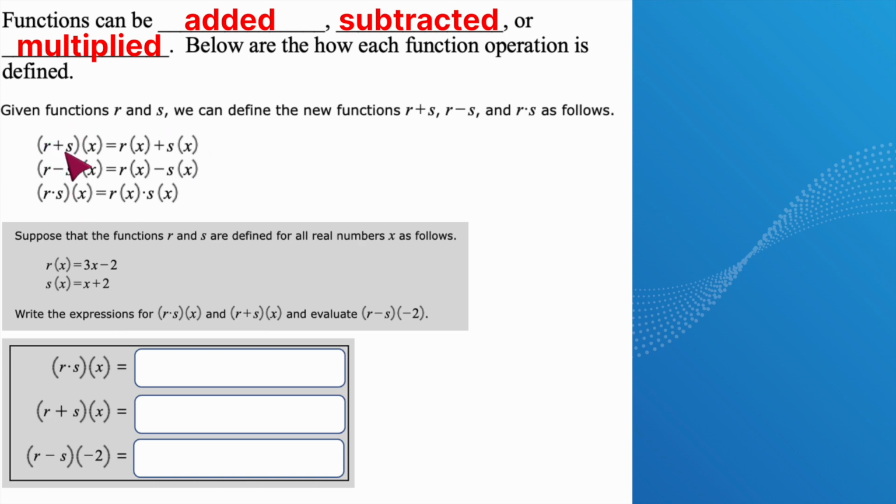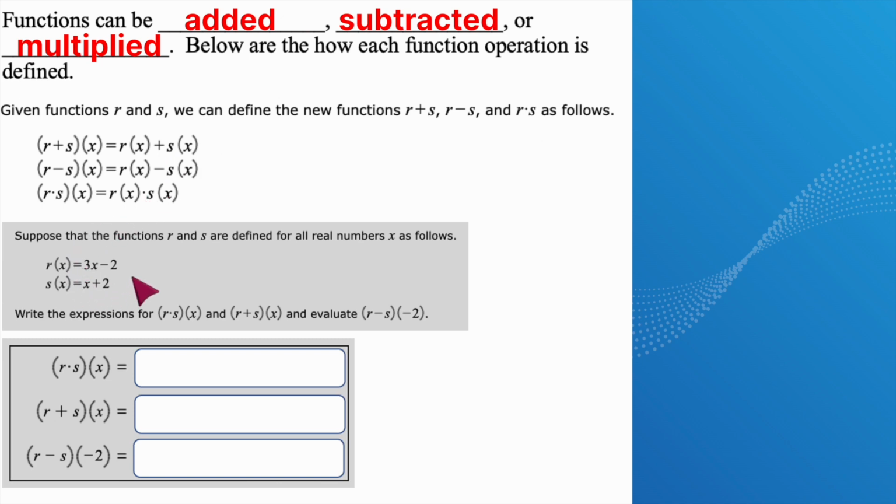You can see if I'm adding the two functions together, it's r of x plus s of x. We can separate those two out, just like we have seen in the past, where the x is next to the r, and it's also next to the s here. So we can separate them out with addition and subtraction. And with multiplication, we still separate them out, but we have the multiplication sign between them. So it's really the same idea for any of these.